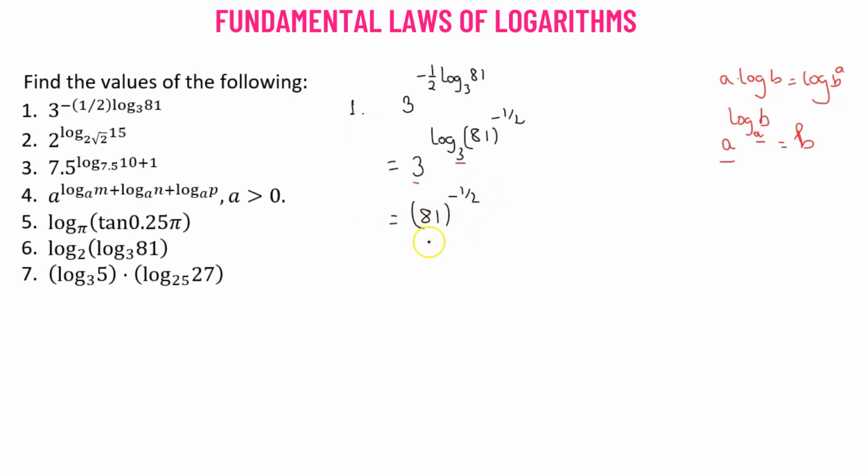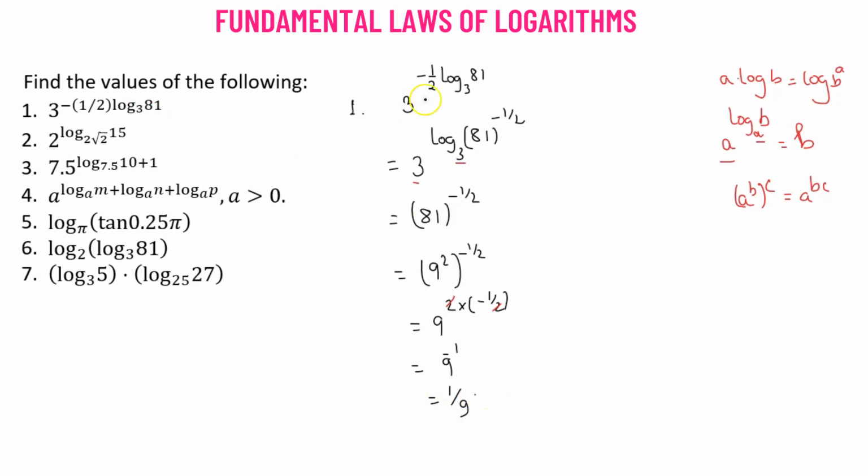So that's the answer. We can further simplify it. 81 is 9 squared. So we have 9 squared raised to the power of negative half, which will simply equal 9 raised to the power of 2 multiplied by negative half. This is a property of indices: a raised to the power of b, whole raised to the power of c, is equivalent to a raised to the power of b times c. Now the 2 and 2 cancel out, and that leaves us with 9 raised to the power of negative 1, or simply 1 over 9.